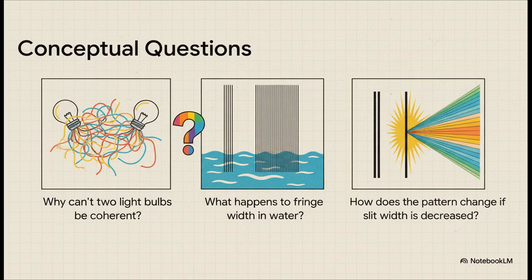And finally, let's talk concepts. It's not enough to just memorize formulas. You have to get the why behind it all. For example, why can't you just use 2 regular light bulbs as coherent sources? Or what happens to the fringe pattern if you do the whole experiment underwater? Thinking through questions like these is what separates a good score from a great one.